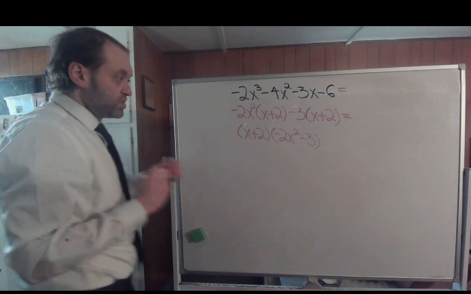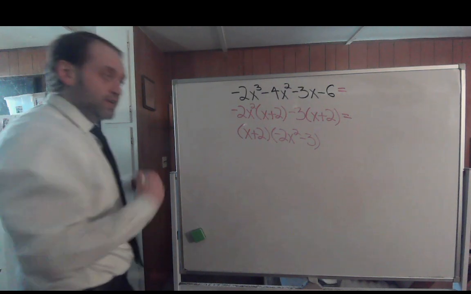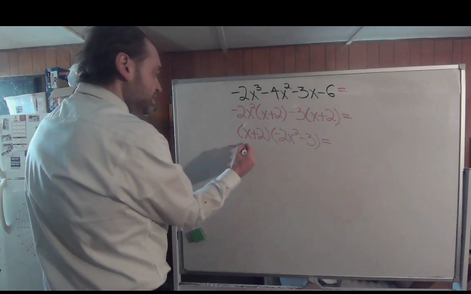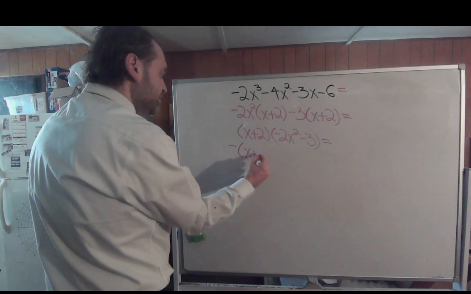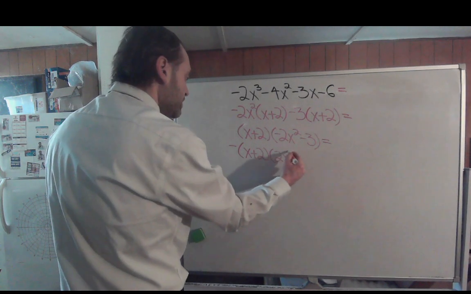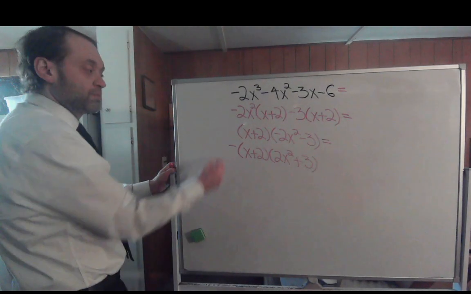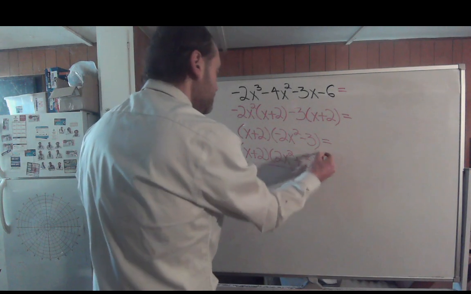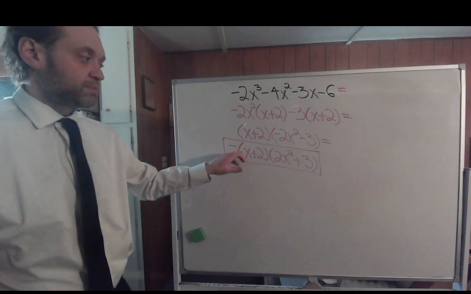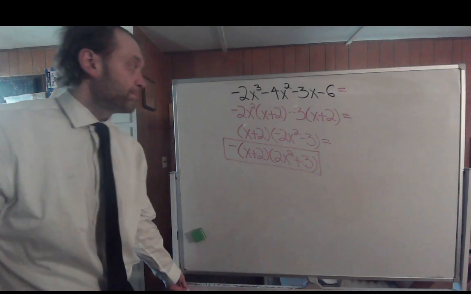But what do negative 2x squared and negative 3 have in common? They have a negative 1, right? So we can factor out a negative sign. You should get negative of the quantity of x plus 2 times the quantity of 2x squared plus 3. Because the goal is to completely factor these. So this would all factor into negative of the quantity of x plus 2 times the quantity of 2x squared plus 3.